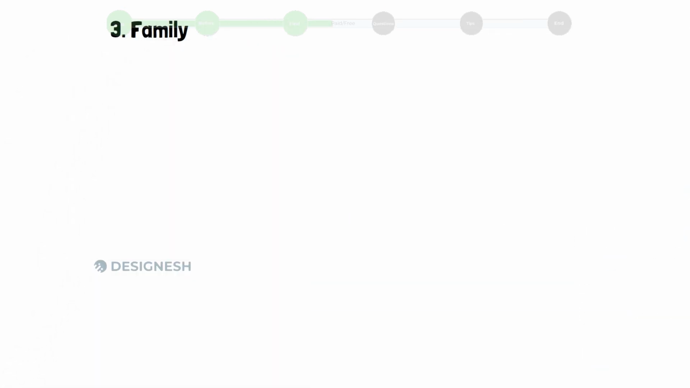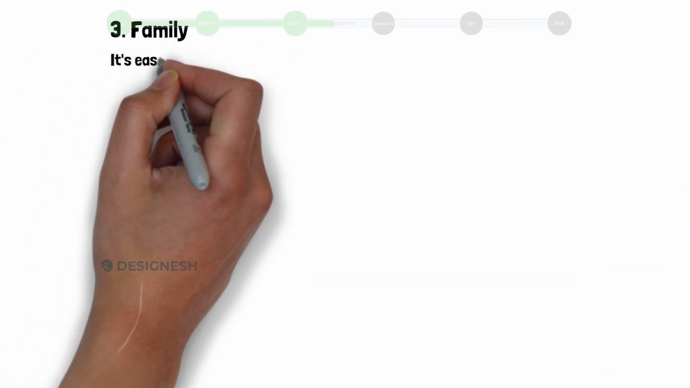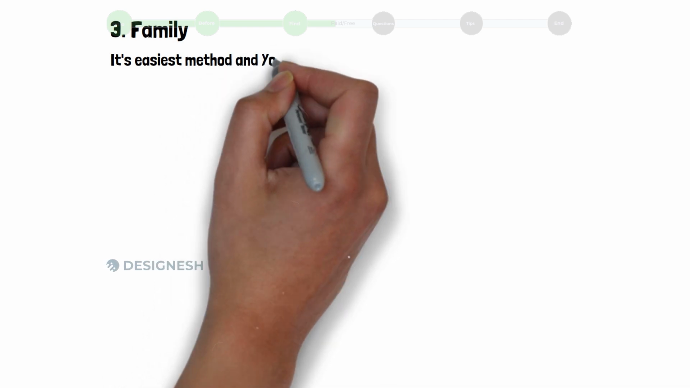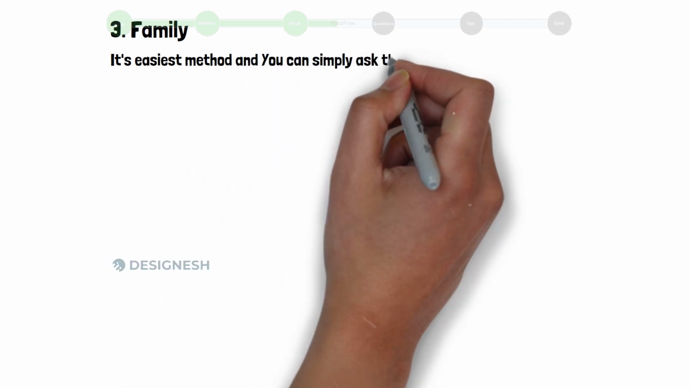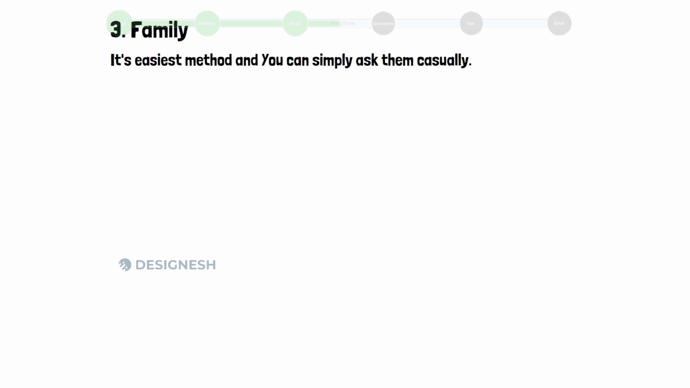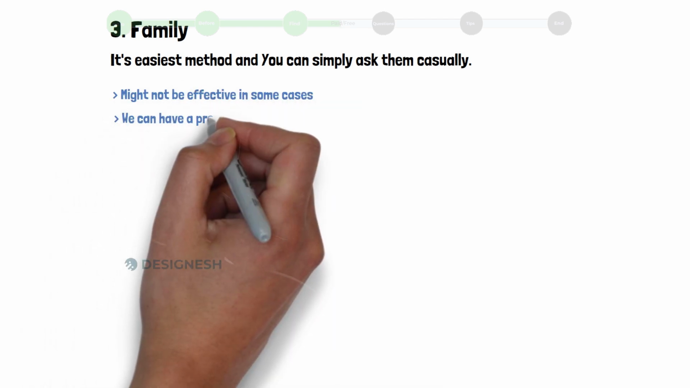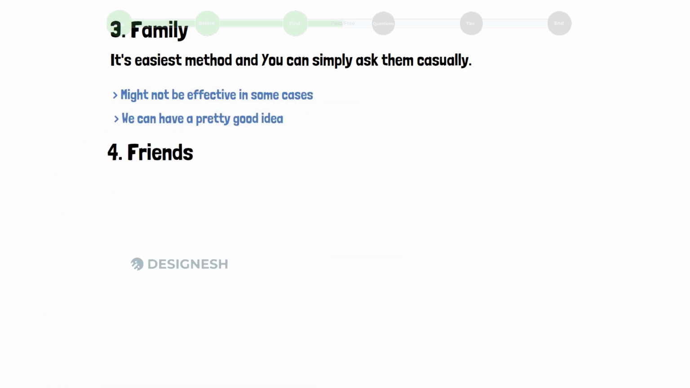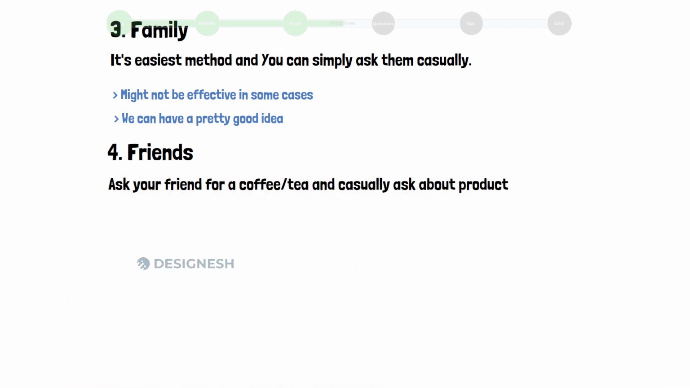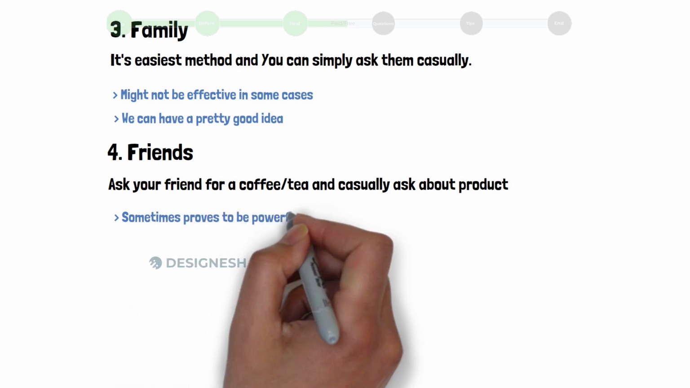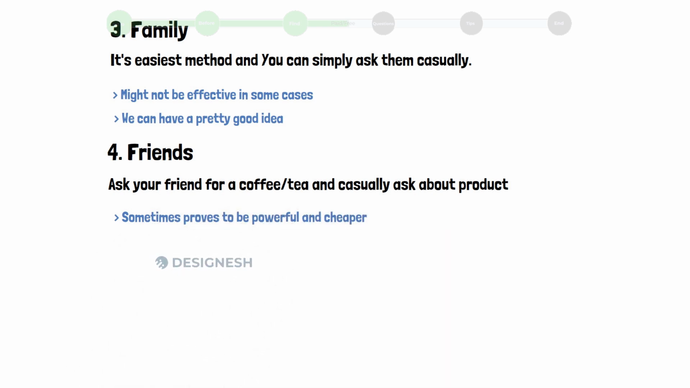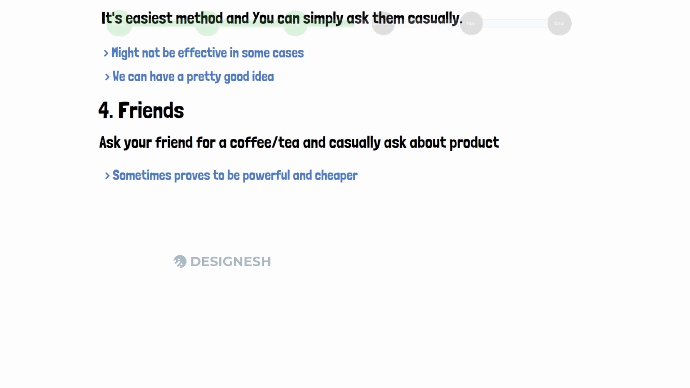The third way is the easiest one, and that is that you can ask your family or close friends. You can simply ask them casually. This might not be effective in some cases, but we can get a pretty good idea from that. The fourth technique is that you ask your friend for a coffee or tea, and while having it, just ask casually about the product. This technique sometimes proves to be very powerful and cheap, as you are interviewing a friend just for a tea.